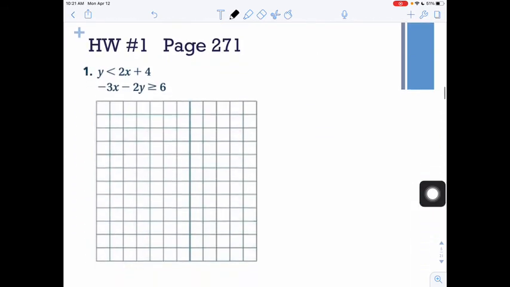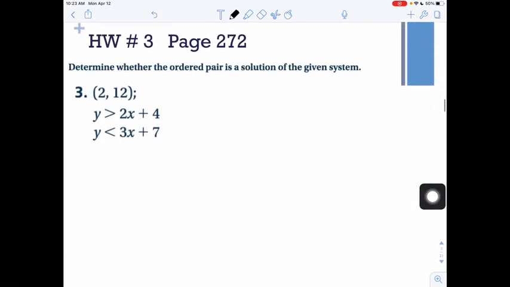Now I would like you to try homework number 1 on page 271. We have y is less than 2x plus 4, and negative 3x minus 2y is greater than or equal to 6. I would also like you to try homework number 3 on page 272. Determine whether the ordered pair is a solution of the given system. We have the point 2, 12, and the inequalities y is greater than 2x plus 4, and y is less than 3x plus 7.